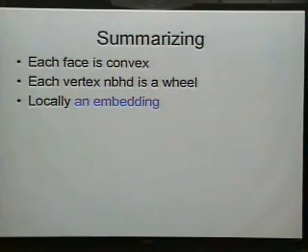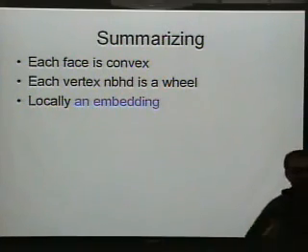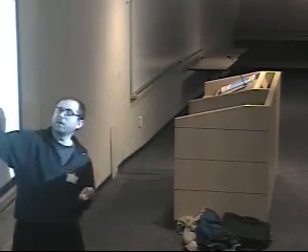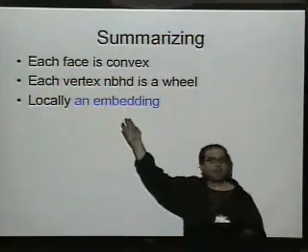So in fact, we can summarize this by saying what we've now shown is that in the result of a Tutte drawing, every face must be convex. Every vertex neighborhood must be a wheel. And I'm going to give it a word: I'm going to say locally this is an embedding.